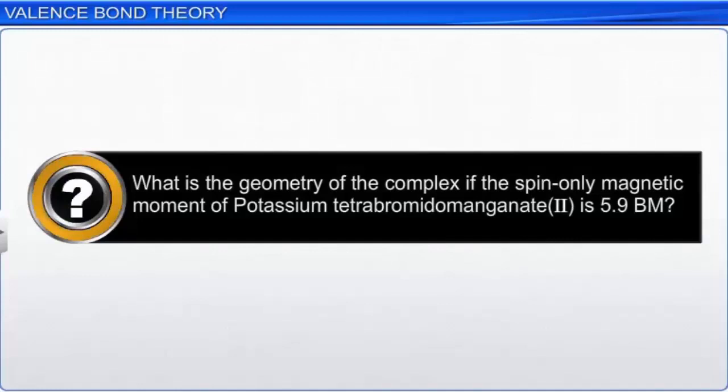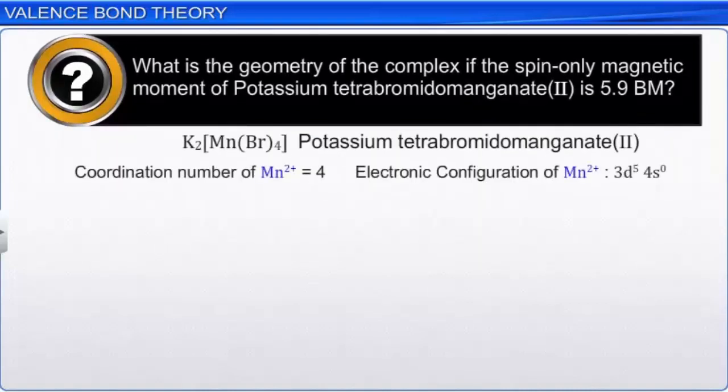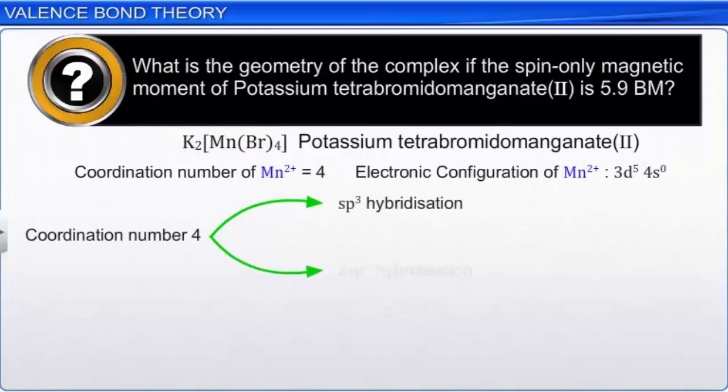Here is a question for you. What is the geometry of the complex if the spin-only magnetic moment of potassium tetrabromidomanganate(II) is 5.9 Bohr magnetons? The coordination number of the Mn2+ ion in the given complex is 4. Hence, it may either undergo sp3 or dsp2 hybridization, and may have either tetrahedral or square planar geometry.